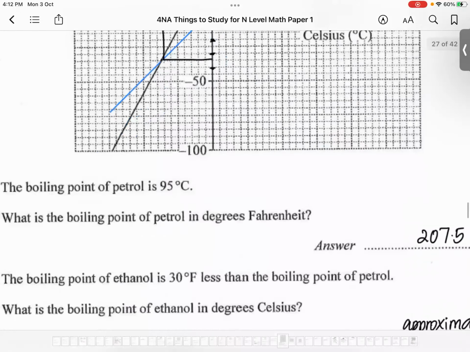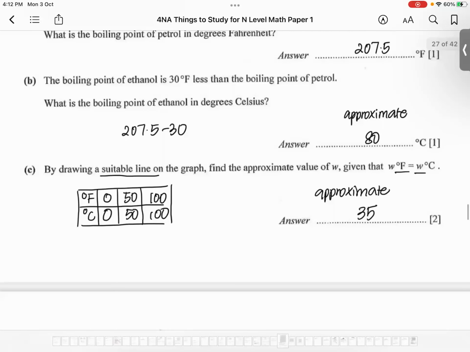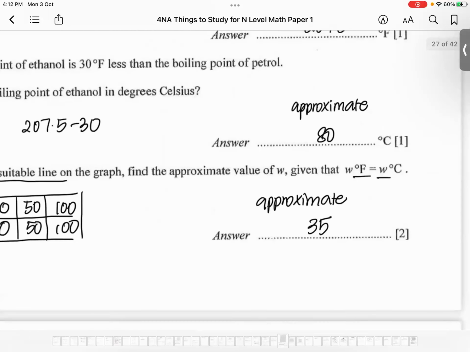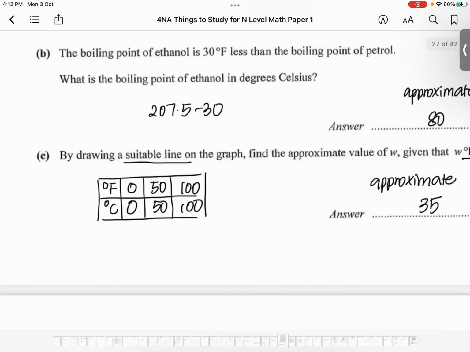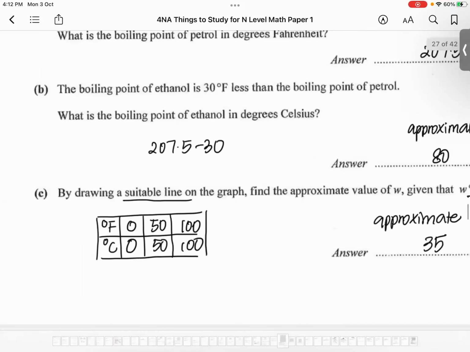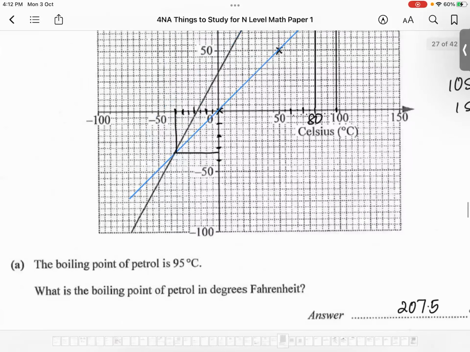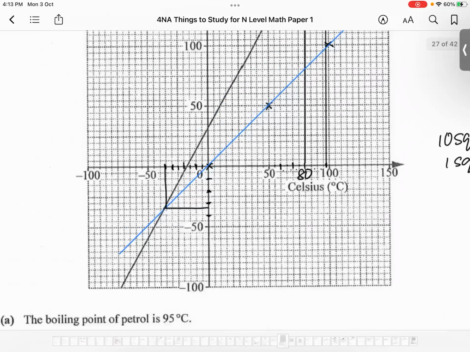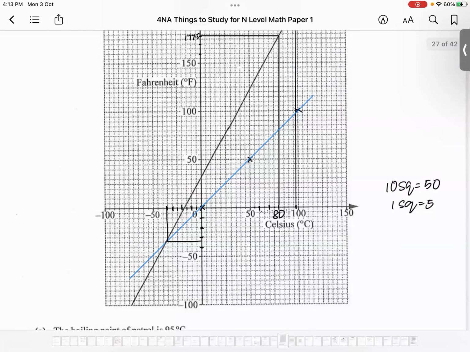So how do you find a suitable line? The next few questions all use a suitable line to solve. You notice degrees Fahrenheit and degrees Celsius are equal to each other. How to draw? I only know that they are equal to each other, so I plot 0, 0, 50, 50, 100, 100. How do I know I must plot 0, 0, 50, 50, 100, 100? Not necessarily, it's not fixed. Look at your axis, what x and y values are available. In this case, I drew my blue line already. Everything is equal to each other.